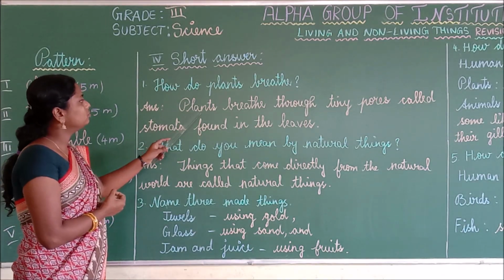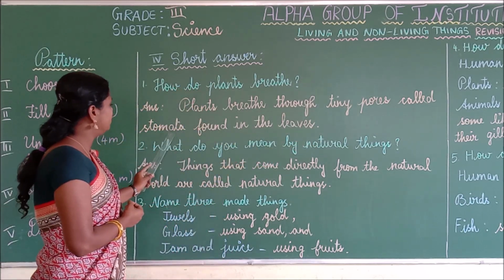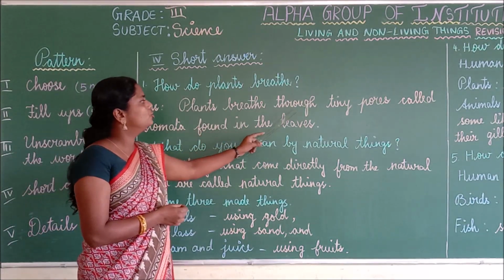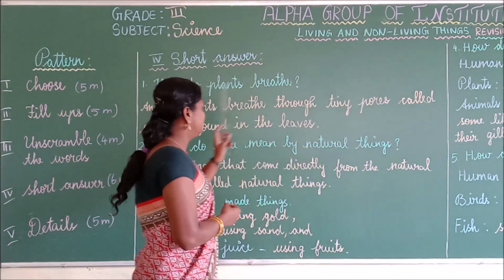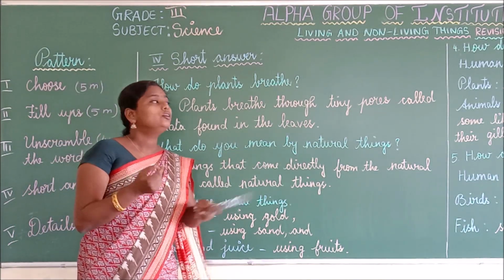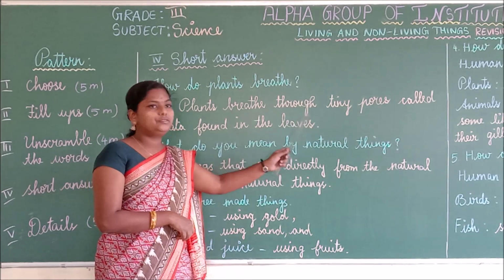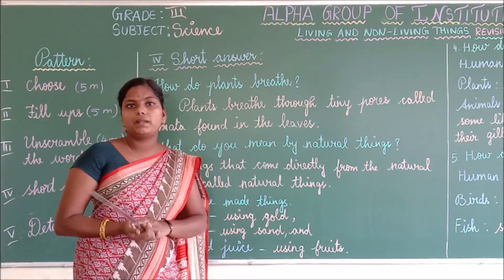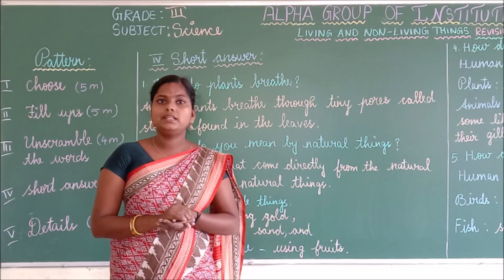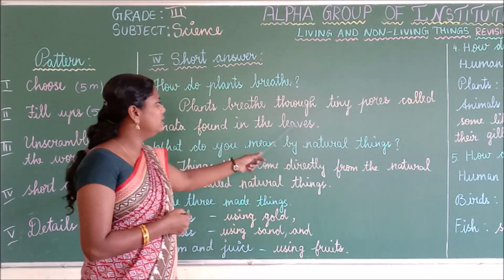Shall we repeat it once again? Plants breathe through tiny pores called stomata found in the leaves. So which is important here? The plants will breathe through tiny small pores called stomata found in the leaves. They are found in the leaves of the plant. Is it clear, students? So plants breathe through the stomata in the leaves.